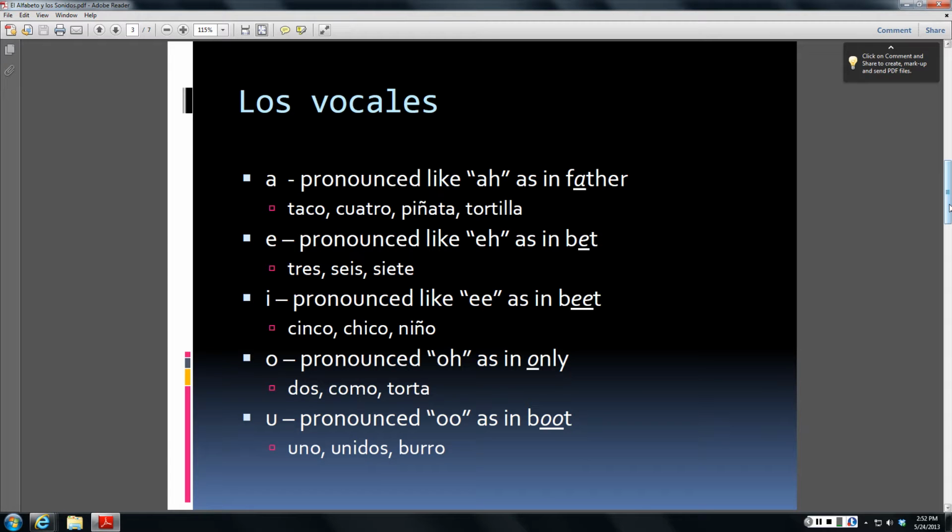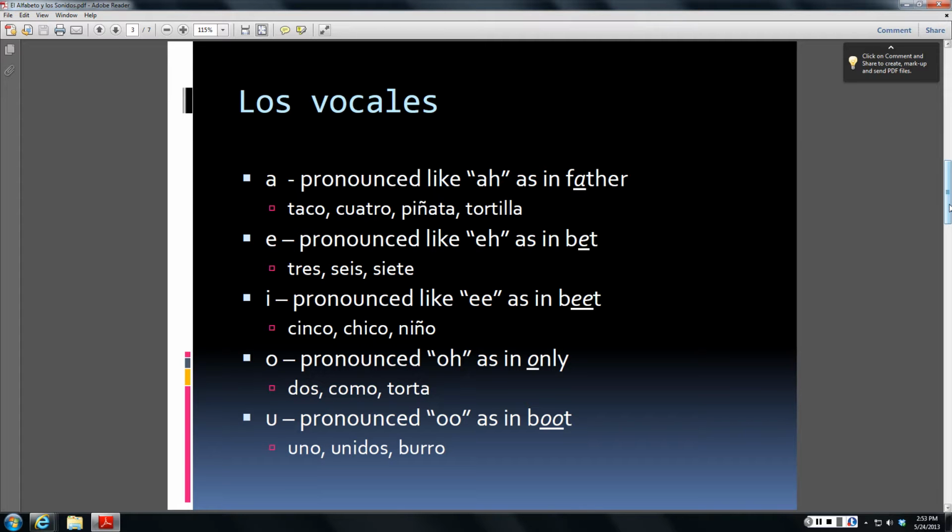The letter E in Spanish is pronounced like E as in bet. Some people say that the letter E is pronounced like a long A sound, which is primarily true, but in the South we tend to take our long A's and make them two or three syllables long. In Spanish, vowels are very short and concise. There's no Spanish drawl. The letter E, pronounced E as in bet, is in tres, seis, siete.